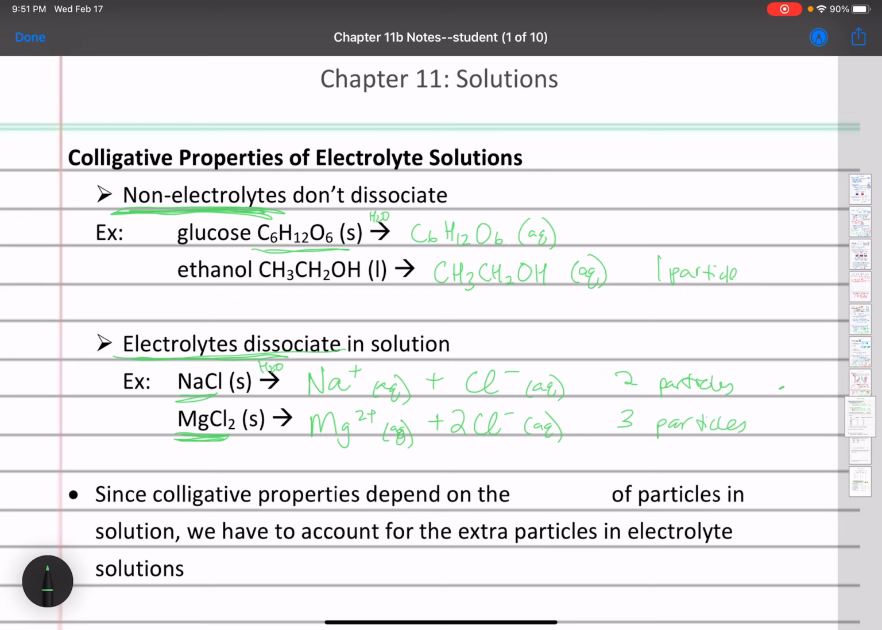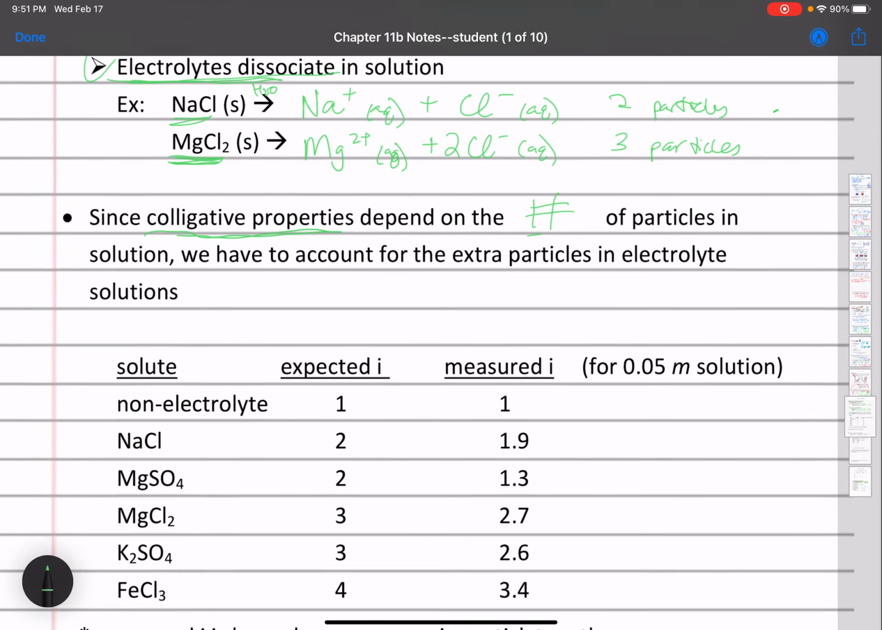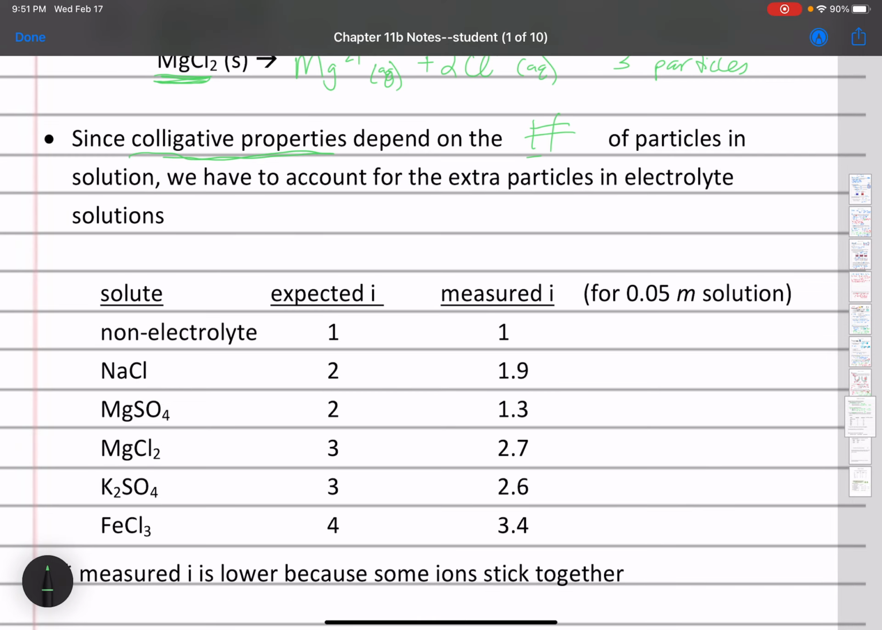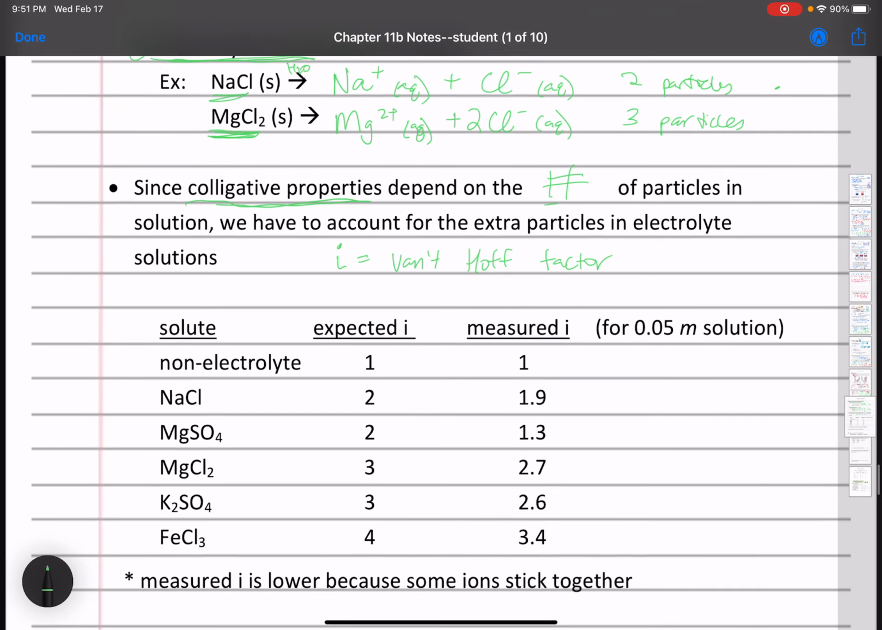in the water. Okay, and since colligative properties by definition depend on the number of particles in solution, we have to account for those extra particles when we're dealing with electrolytes. All right, so the way that we do that is through a value called the Van't Hoff factor, and it's a lowercase i. And we call it the Van't Hoff factor. All right, and it's basically just a measure of how many particles we get when we have an electrolyte.